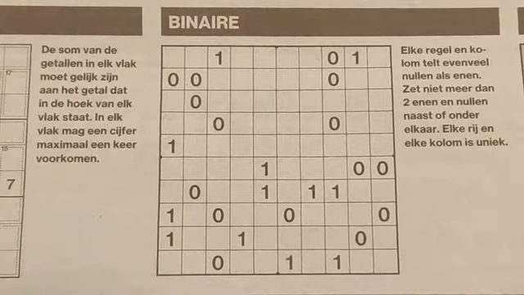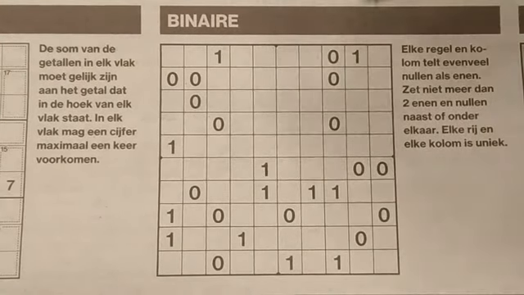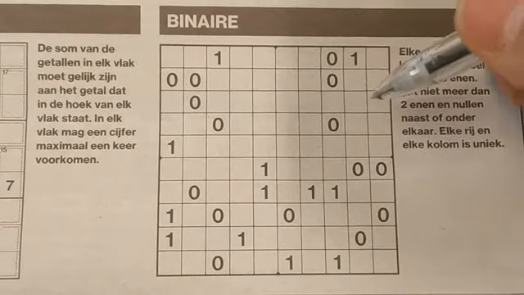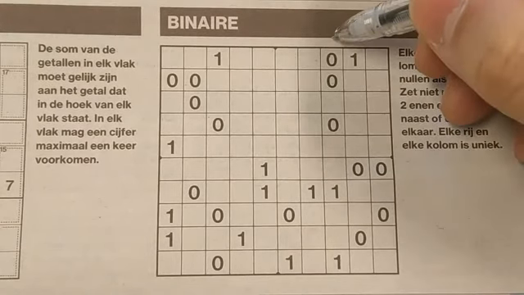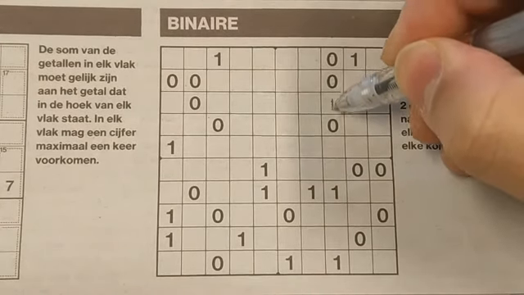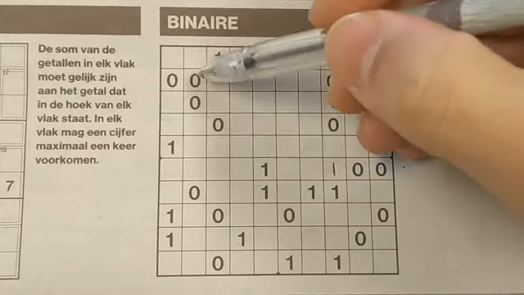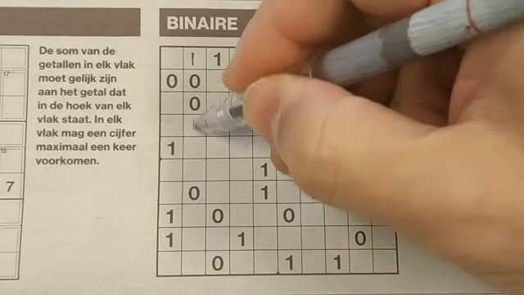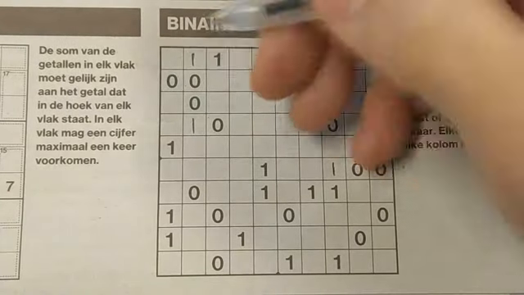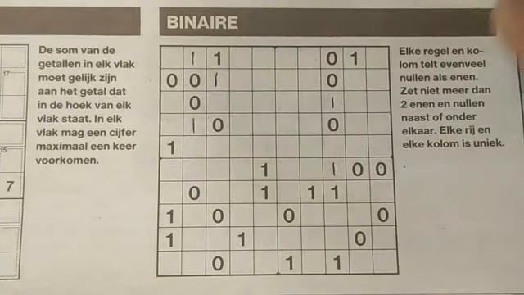Okay, let me position the camera and we can start. We have here double O, here one, there one. Double one, here O, there O.